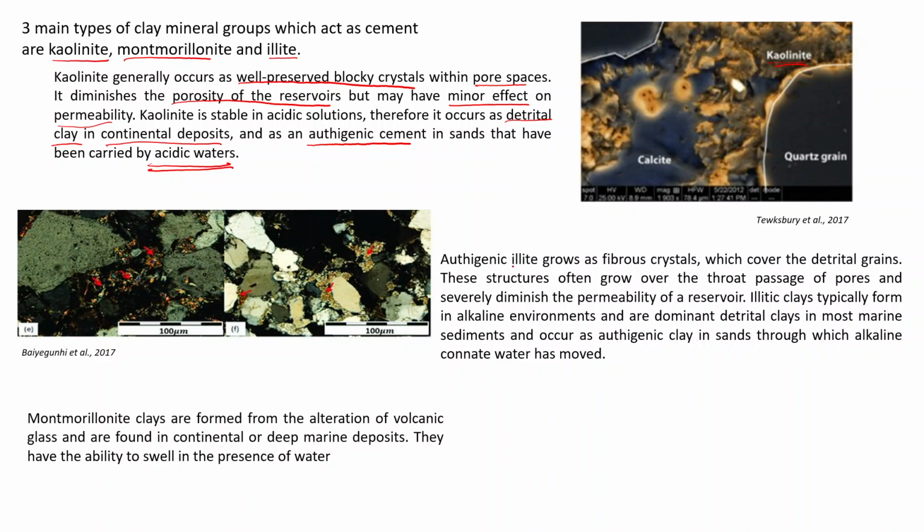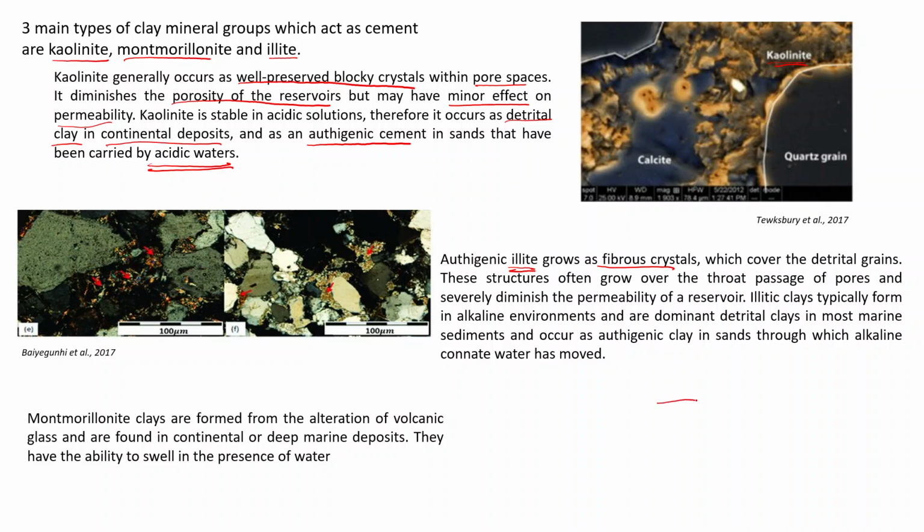Then next is illite. So orthogenic illite grows as fibrous crystals. All these red arrows over here mark the illite growth, illite cement. These cover the detrital grains. These structures often grow over the throat passage of the pores and severely diminish the permeability of a reservoir.